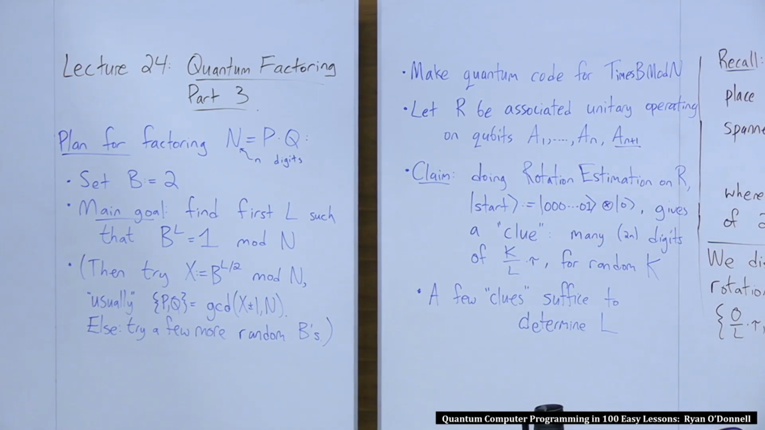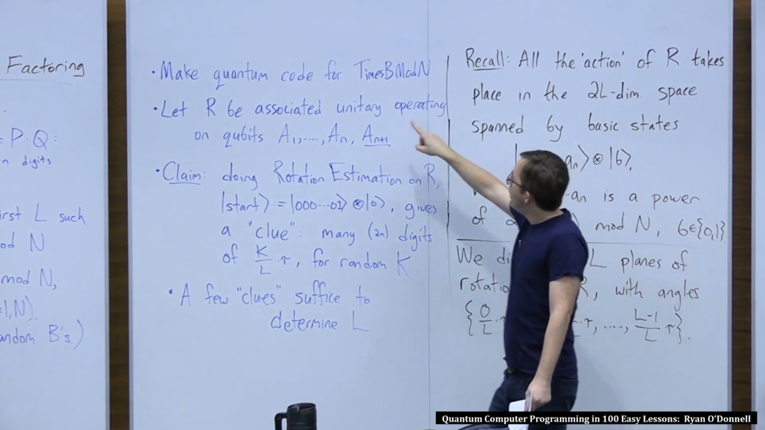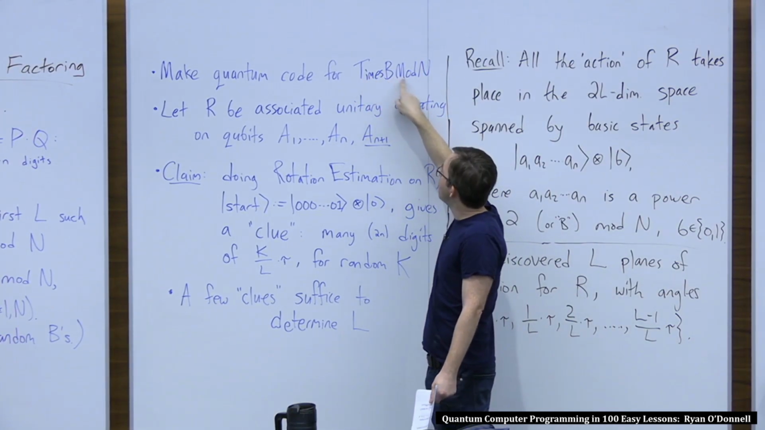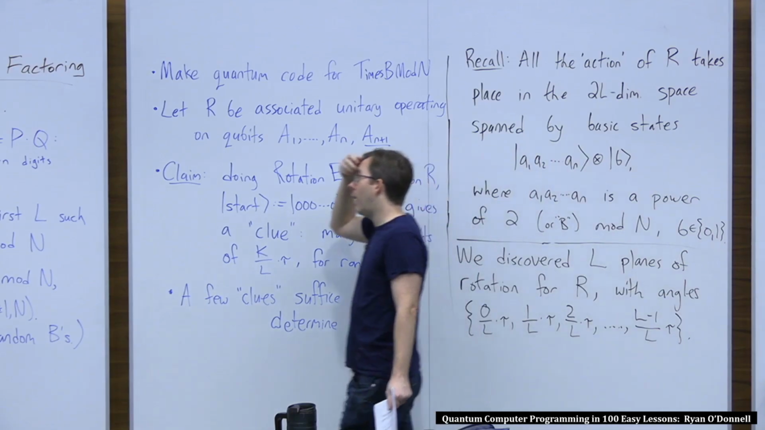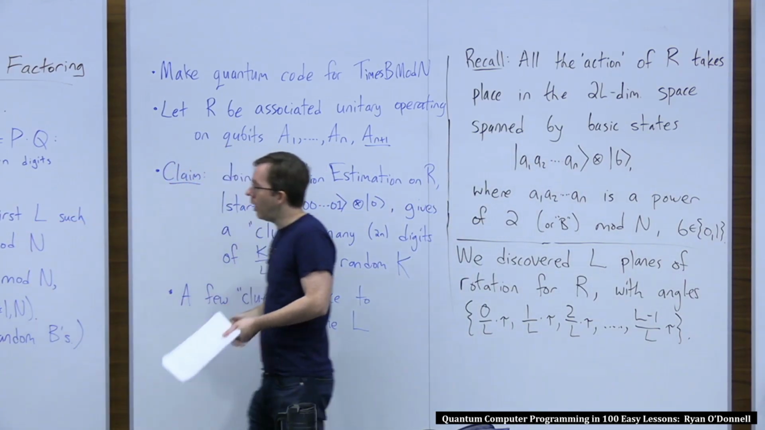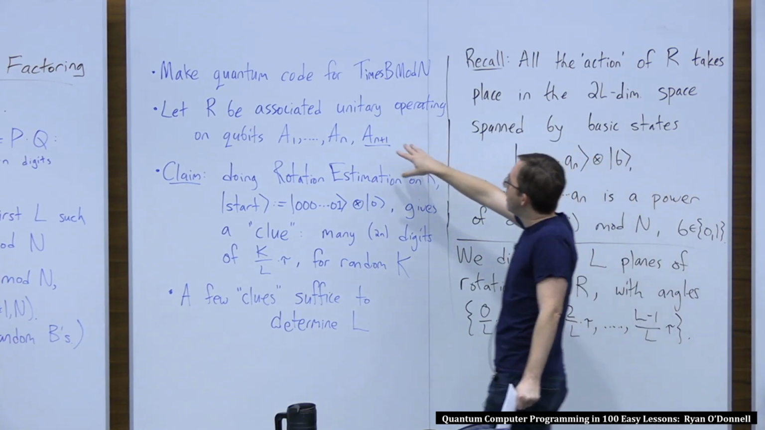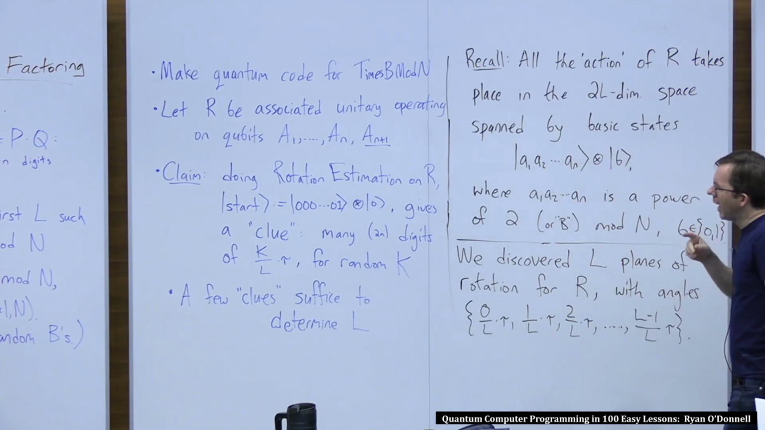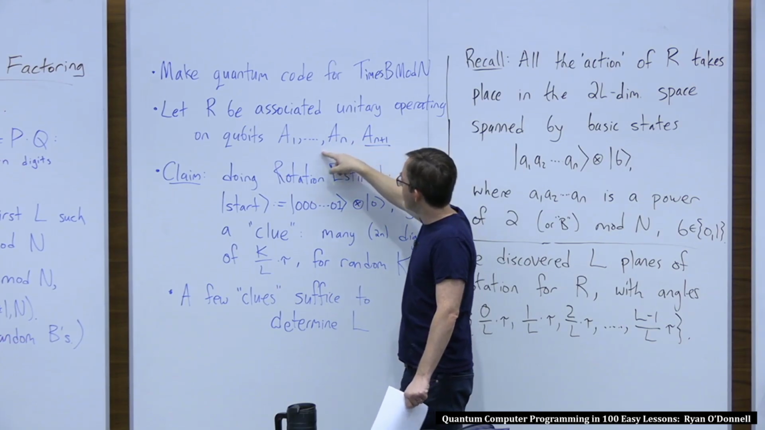Okay, so the quantum algorithm for finding L, how does it work? Well, we make code for this simple operation multiplying by 2 or by b mod n. And that's a permutation on all the numbers, in particular on all the powers of 2, or b. And so we let R be the associated quantum operator for it, the unitary operator for it. And we're assuming this number capital N has little n digits. So normally you would, or let's say binary digits.